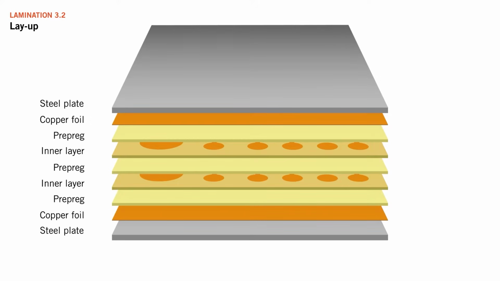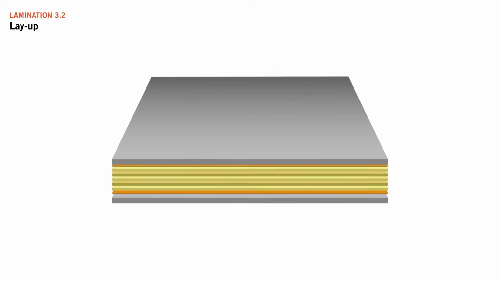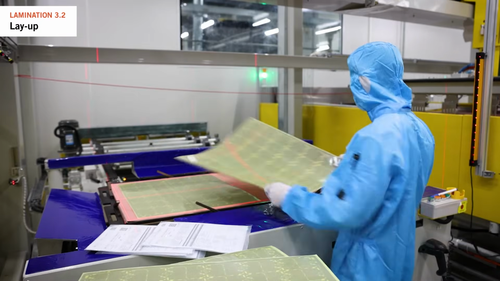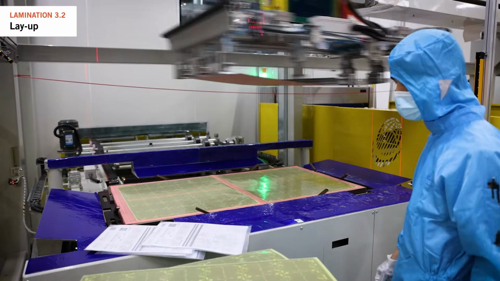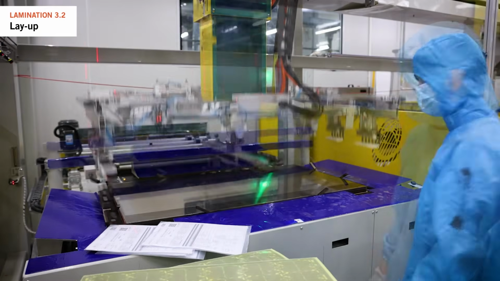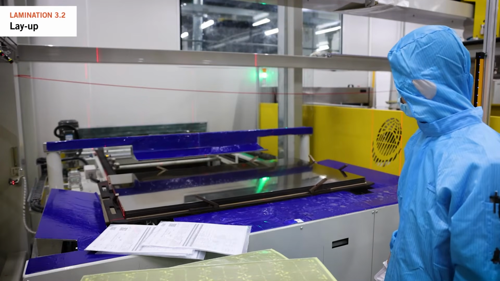It should be noted that we start with a plate on the bottom of the stack and finish with one on the top of the stack so that the stack, especially the thin copper foils, is not damaged during the bonding process. NCAB only accepts materials, laminates and prepregs from well-known manufacturers.